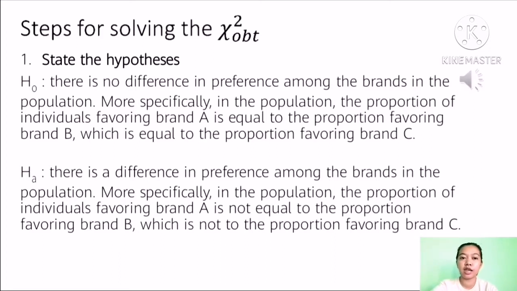Here we are in our first step for solving the chi-square, stating the hypothesis. Our null hypothesis states that there is no difference in the preference among the brands in the population. More specifically, in the population, the proportion of individuals favoring brand A is equal to the proportion favoring brand B, which is also equal to the proportion favoring brand C. Our alternative hypothesis states that there is a difference in the preference among the brands in the population. More specifically, in the population, the proportion of individuals favoring brand A is not equal to the proportion of individuals favoring brand B, which is not equal to the proportion of individuals favoring brand C.